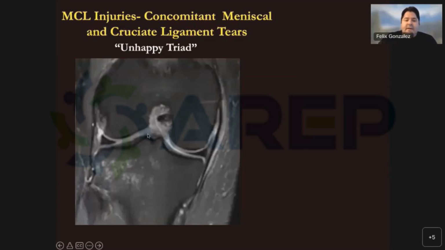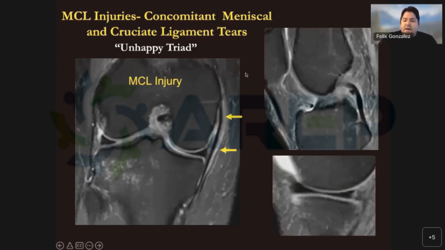There's something called an unhappy triad. So we can have isolated MCL injury, but we can also have concomitant injuries that can affect the medial meniscus and the ACL, the cruciate ligaments. So here we have an MCL injury, right? We have superficial edema to intact MCL fibers, and then here we can see complete disruption of the ACL, anterior cruciate ligament.